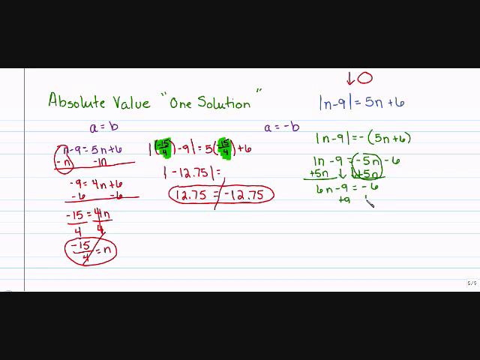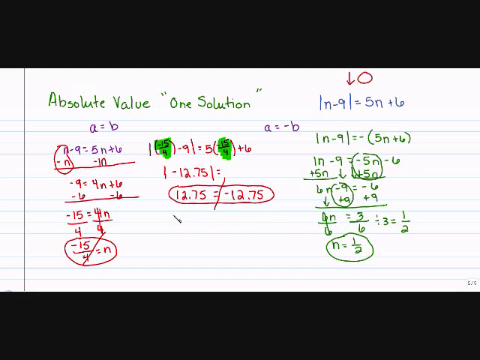Now I'm going to add 9 to both sides. Bring down my 6n because I didn't do anything with it. That equals 0. And a 9 and a negative 6 is a positive 3. Divide by 6. N equals, when I divide both by 3, 3 divided by 3 is 1. 6 divided by 3 is 2. I get 1/2. Now I get to plug this into my original problem.